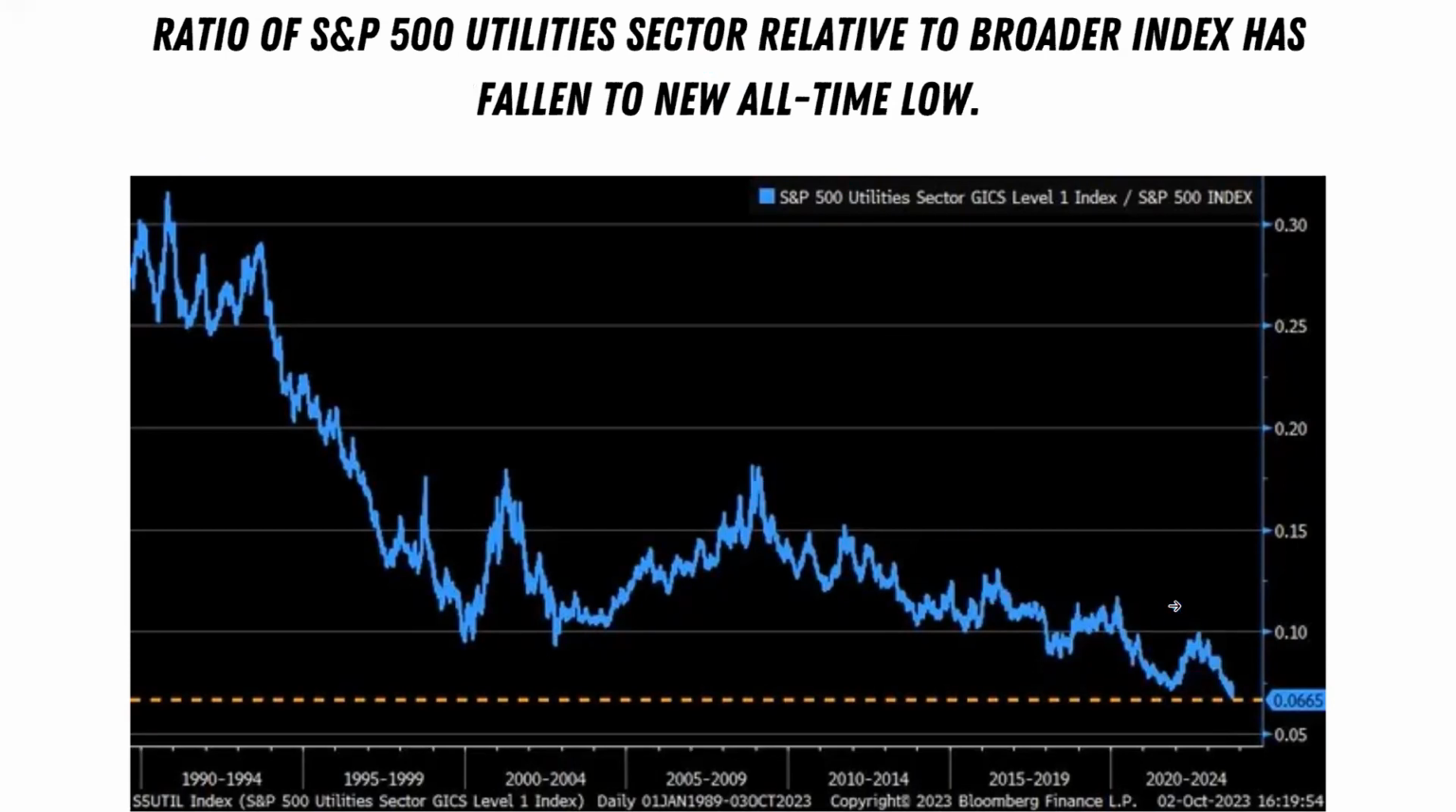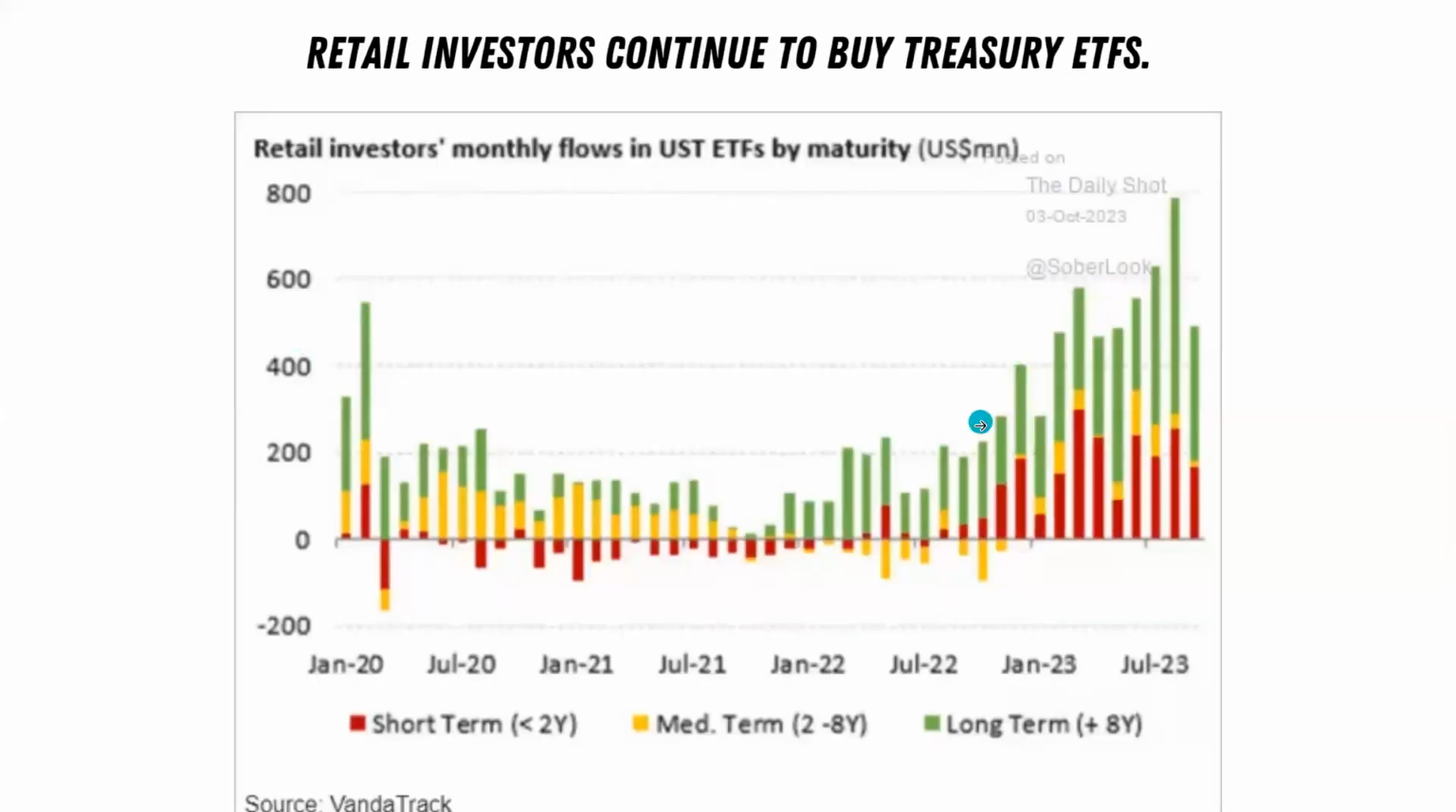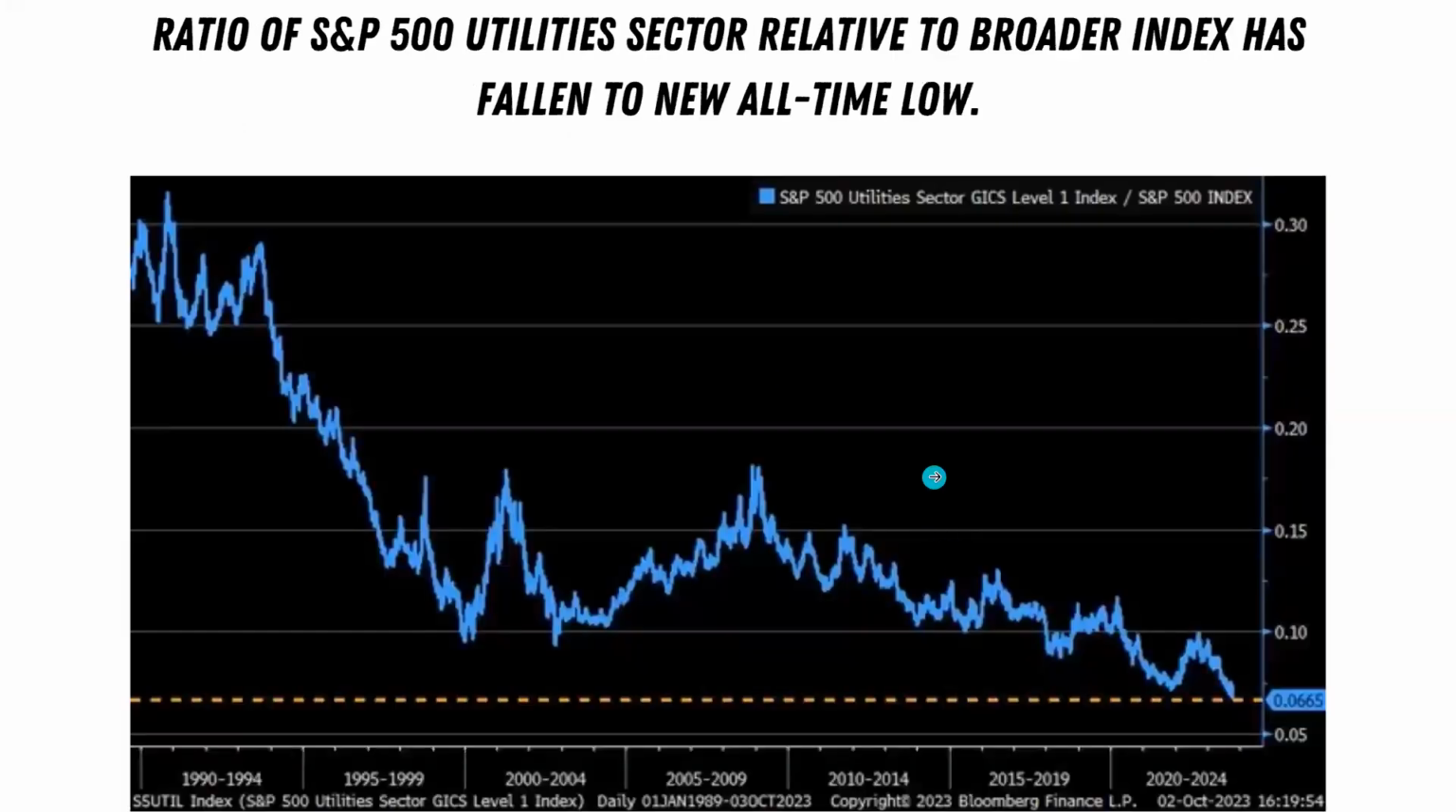Why aren't they playing defensives? Why aren't they buying into utilities? Well, we can see that they're actually buying into Treasury ETFs. The reason is that a lot of utility investors, if they're not only playing defensive, there's lots of dividend stocks in there, and people are looking to play off of that dividend income.